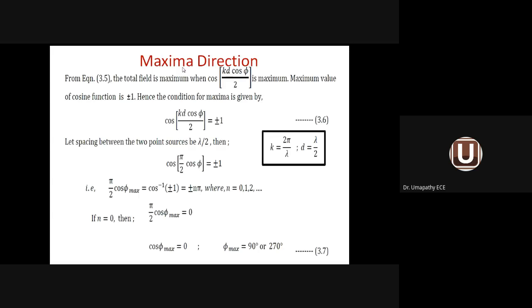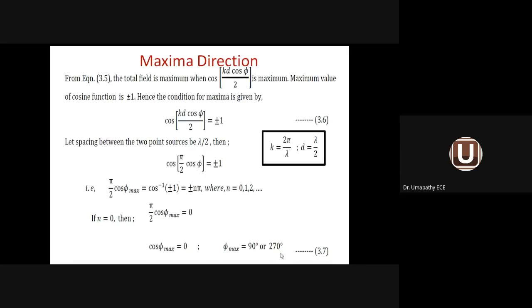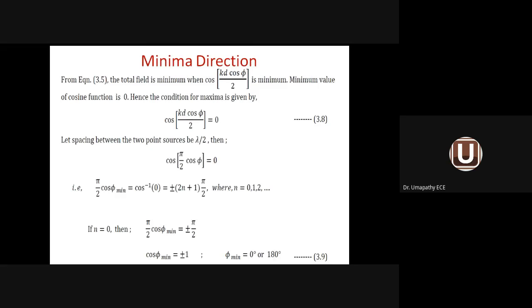So with that, we move to calculate the maxima direction. The angle part becoming plus or minus 1 is the maximum. So in that case, we are finding the maxima angles 90 and 270 degrees. Similarly, minima. Minima means equal to 0. We are finding here 90 and 270 degrees. But here it will be 0 and 180 degrees.